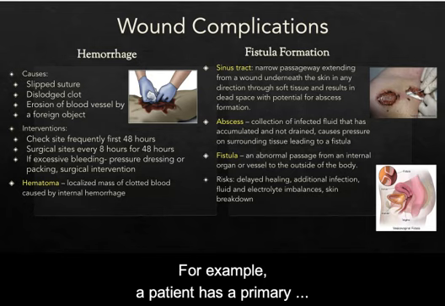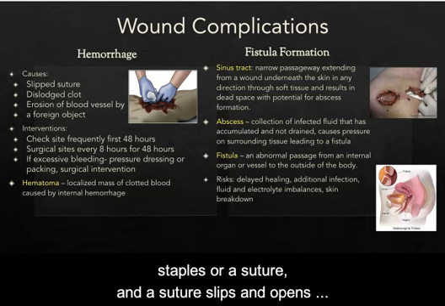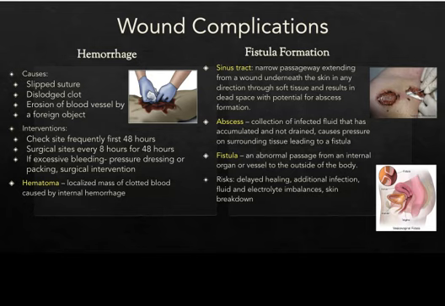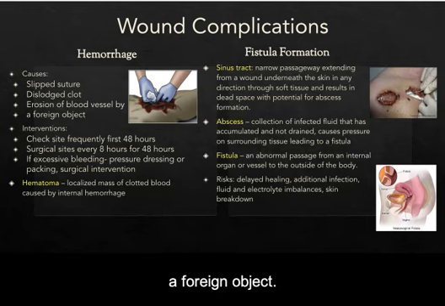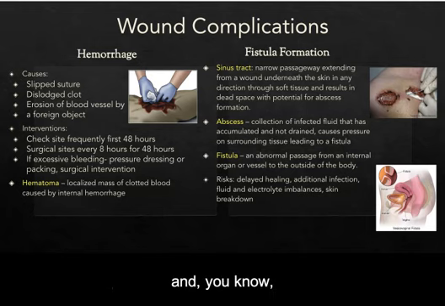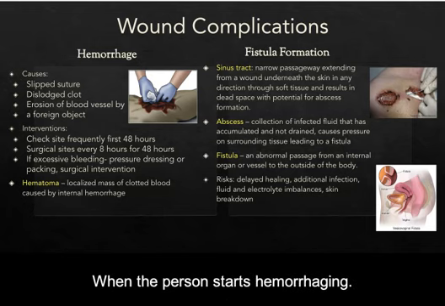For example, a patient has a primary intention wound, and there are sutures or staples, and a suture slips and opens up, and you have a dislodged blood clot that can also cause bleeding to happen. Hemorrhage means bleeding. Erosion of the blood vessel by a foreign object. For example, they get hit by a foreign object and the blood vessel erodes. So this is when the person starts hemorrhaging.